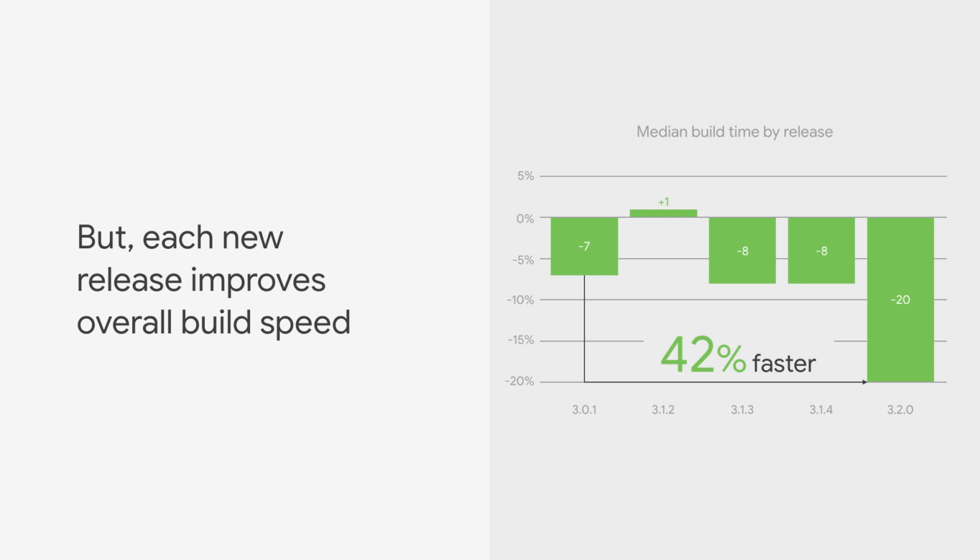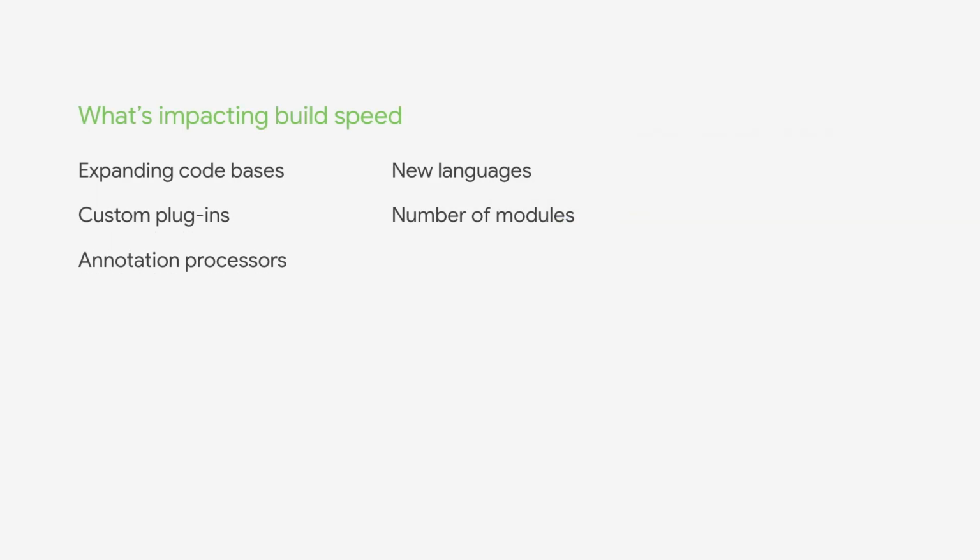How can that be true? What's happening? Codebases are getting larger. Custom plugins are adding to build times. Annotation processors are negating the benefit of incremental build. New languages are leading to longer compilation times, and if you have many modules, resource management is adding time. The ecosystem and project growth is outpacing our build improvements. We are committed to making build faster. We want to get this right, and we need your help with it.